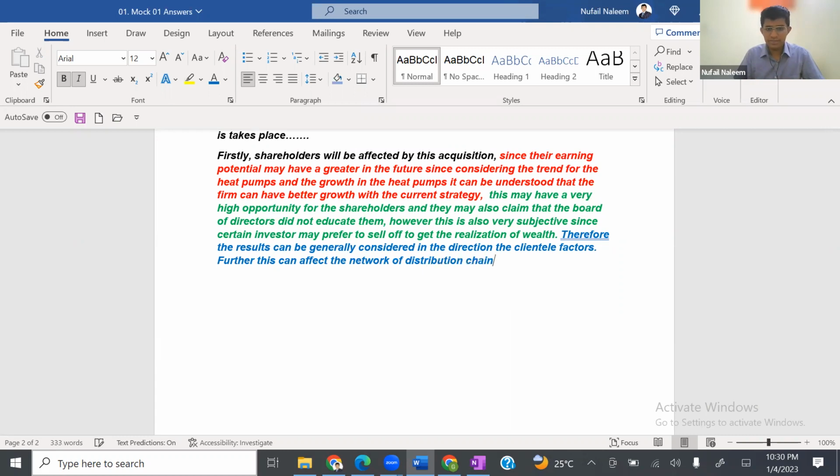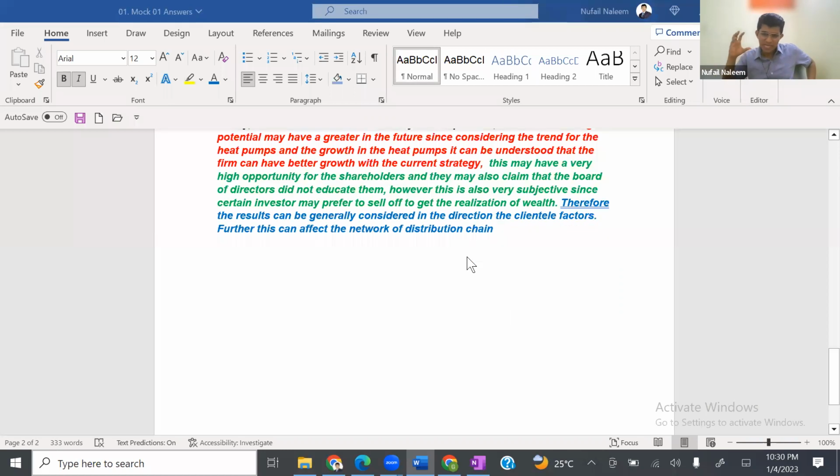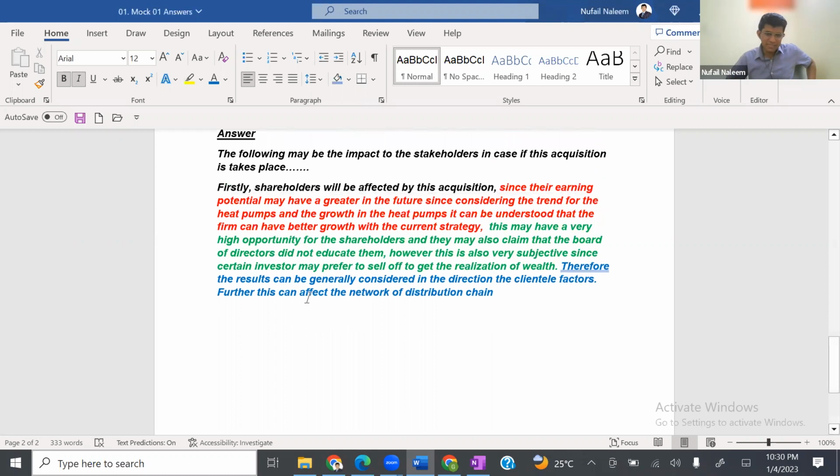Students, are you understanding that sentence clearly? The network of distribution chain can be affected. I believe everyone is very clear. Now, why did I mention the network of distribution chain? Because what will be my next paragraph? It will be about whom? The network of distribution chain.